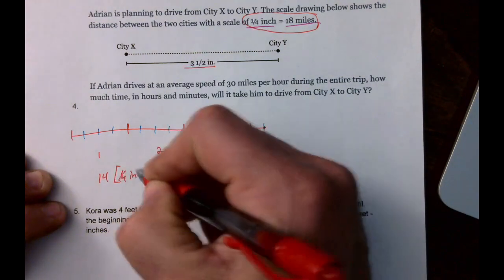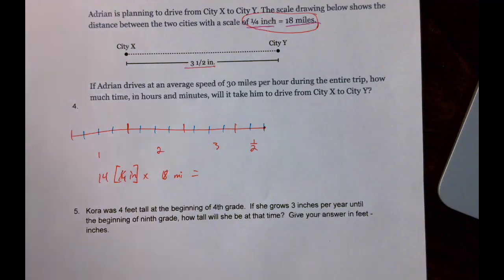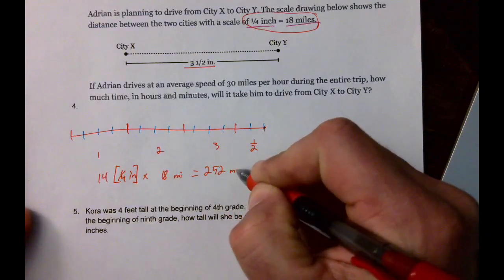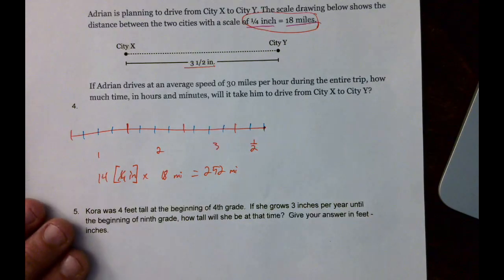Again, this is just a name, so don't use that number. 14 1/4 inch pieces and 18 miles each. That's 252 miles. So to do that another way, again, this used a picture.